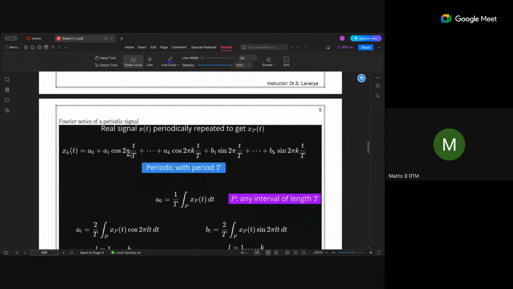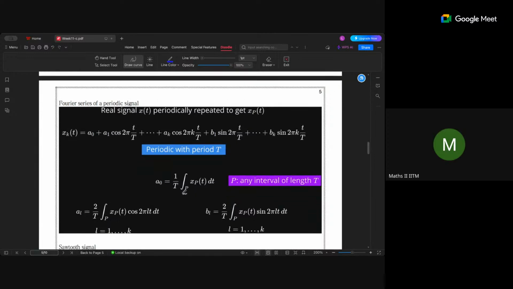Okay, so the formula is exactly the same. You take a real signal x of t, periodically repeated to get xp of t. Here you see that now you take any interval of length T, you integrate, you will get the Fourier series. Okay, so what have we seen so far?